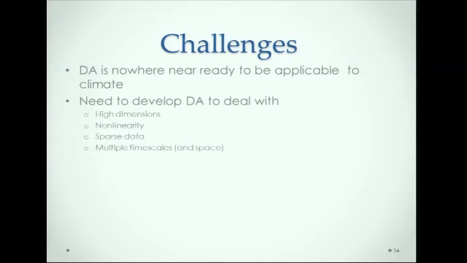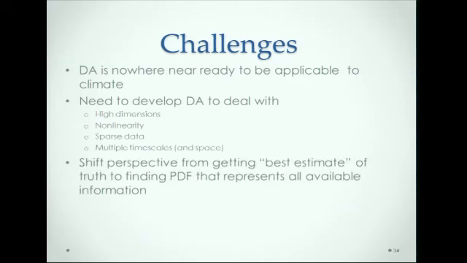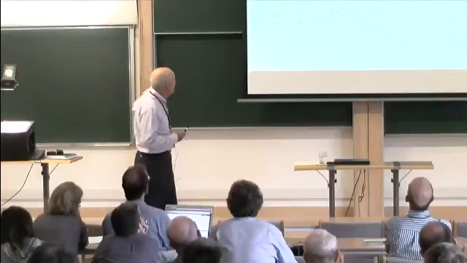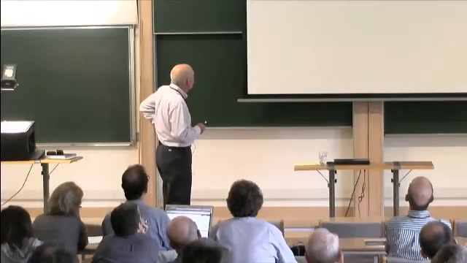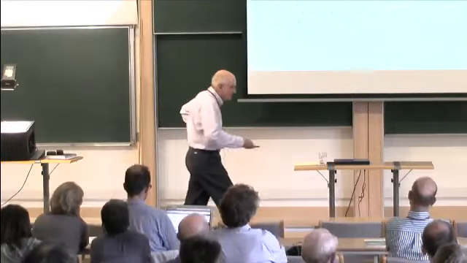Multiple time scales, obviously. If you're doing paleoclimate, do you assimilate average data, or do you try to assimilate the data and then average? But we really need to shift the perspective from getting the best estimate to finding the PDF that represents all of the information. That seems to me to be really fundamental. And that's it. Sorry, I went over. Took a while.